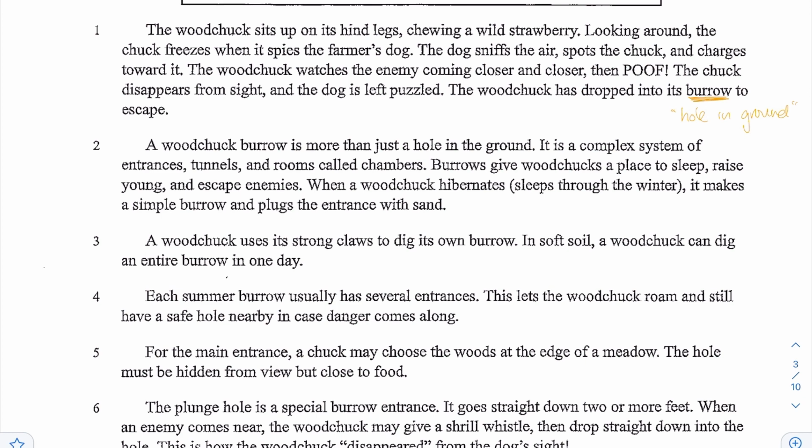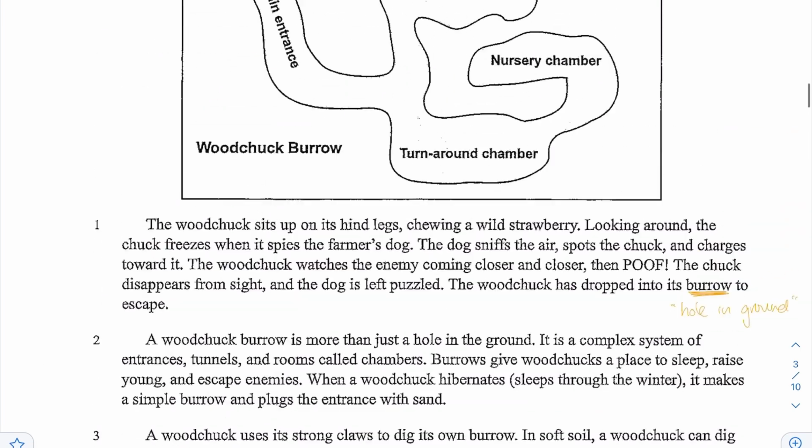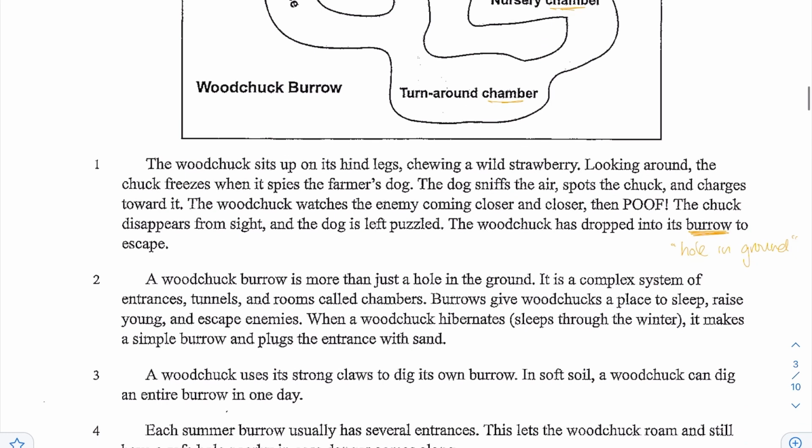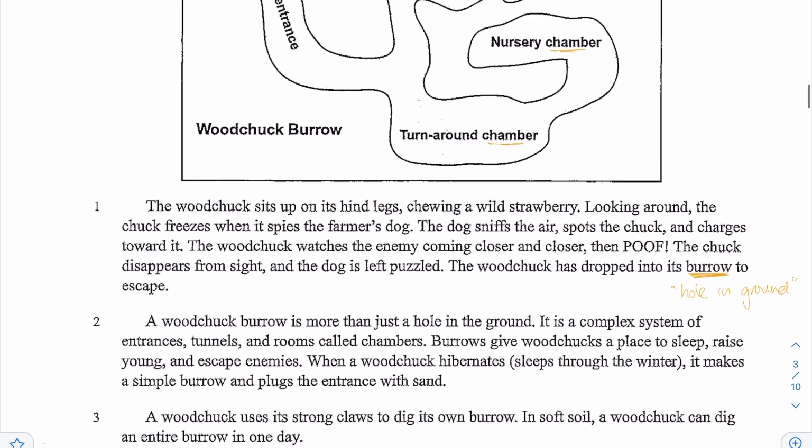So paragraph 2 says, a woodchuck's burrow is more than just a hole in the ground. It's a complex system of entrances, tunnels, and rooms called chambers. We see that here. These are different chambers. Burrows give woodchucks a place to sleep, raise young, and escape enemies. When a woodchuck hibernates, or sleeps through the winter, it makes a simple burrow and plugs the entrance with sand.